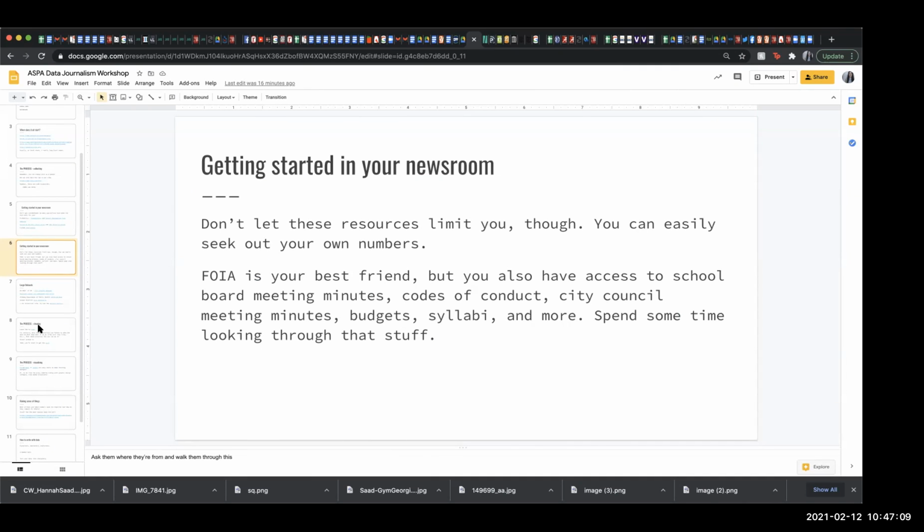City council meeting minutes. Most of the times, stuff that's going to affect your school is going to be talked about at a school board meeting, but I wouldn't shy away from city council as well, because a lot of the times they discuss zoning issues and things like that. Budgets, syllabi. Spend a lot of time, maybe in the beginning of the semester, just looking through that stuff. It can seem really, really tedious and really boring, but it makes your reporting so much more robust when you can do that.